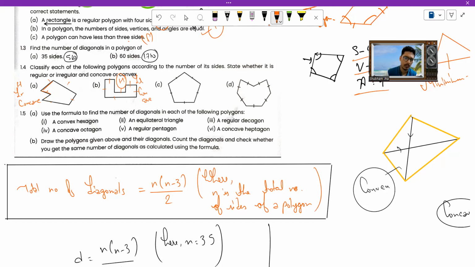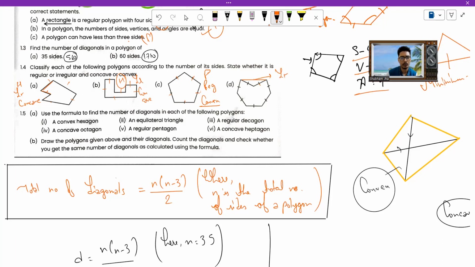Now, since this is 1, 2, 3, 4, 5, it is a pentagon. The second thing that we need to know is whether it is regular or irregular. 1, 2, 3, 4, 5, 6. All the sides are equal, so it is regular. What about the next? Is it concave or convex? Simple. If it is regular, it is convex. Now, when a polygon is concave, it is simply irregular by nature.